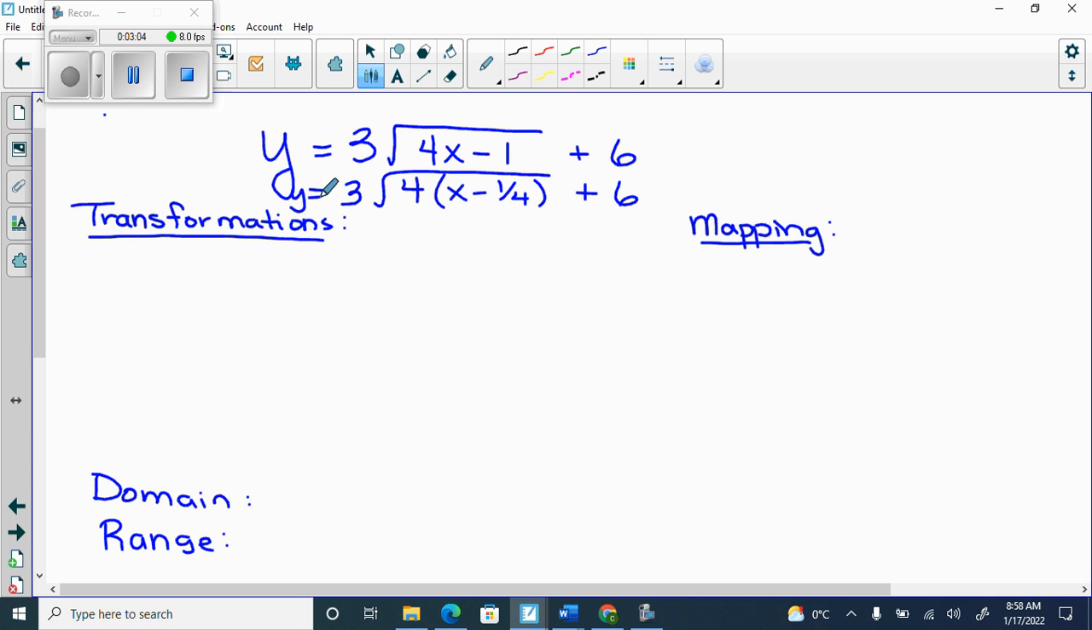And then you go up by 6 on the y-axis. Write that in the mapping. Pick up a different marker. Write the mapping.